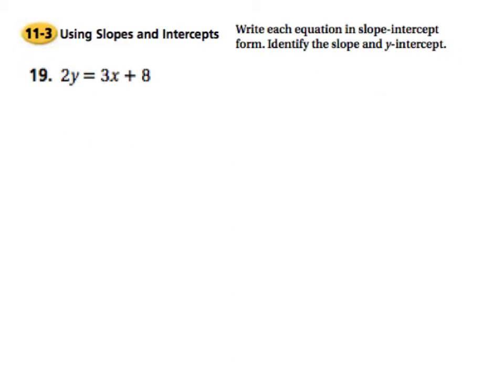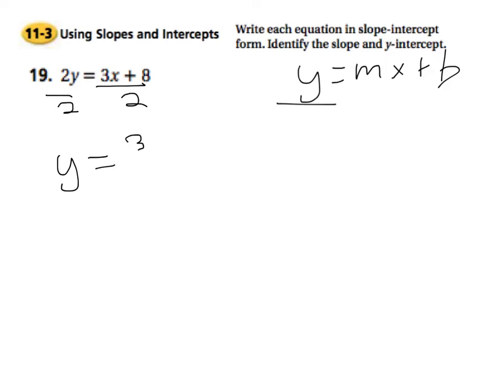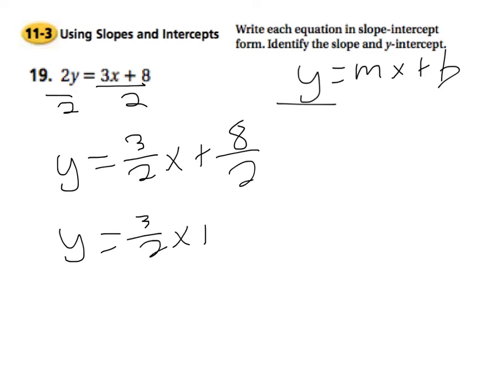For the next one, we're finding slopes and y-intercepts. In order to find the slope and y-intercept, we want to get this into y equals mx plus b. Basically we want to get y by itself here. This is multiplication. It's 2 times y, so we're going to divide both sides by 2. That gets us y is equal to 3/2 x plus 8 over 2, which we can simplify to y is equal to 3/2 x plus 4.